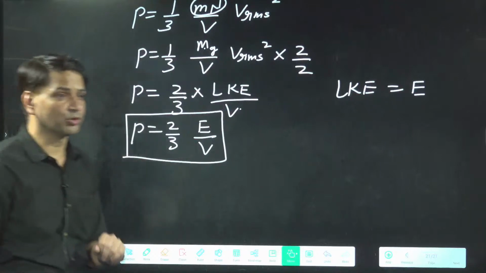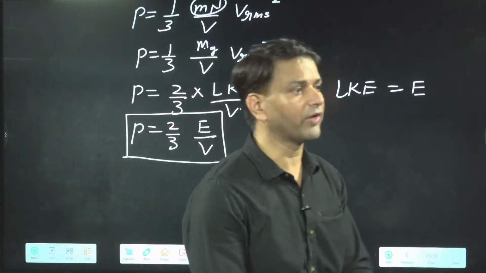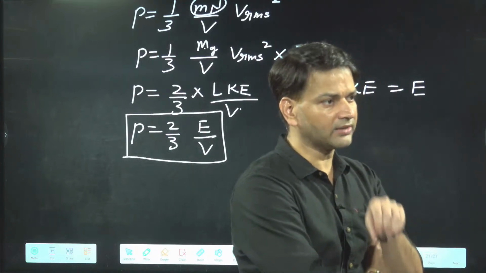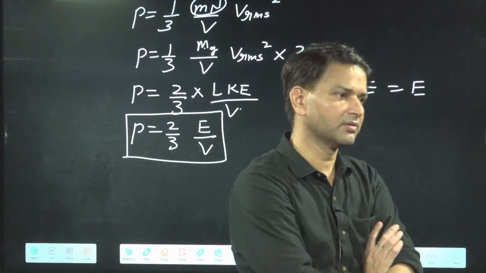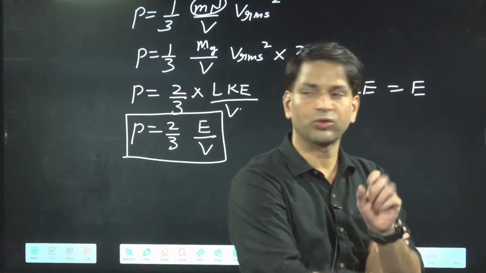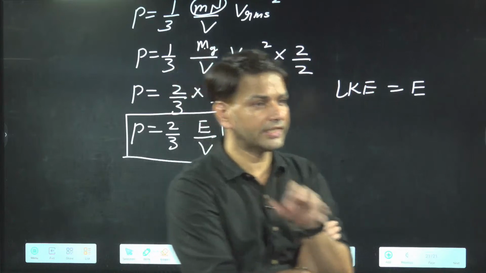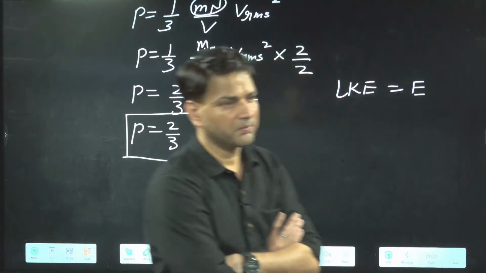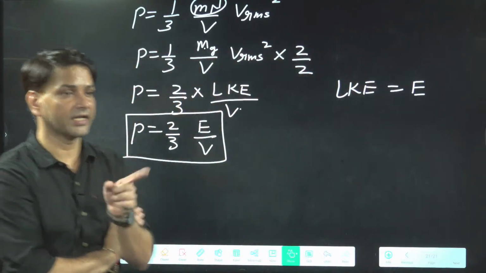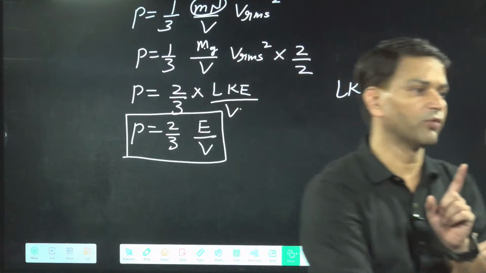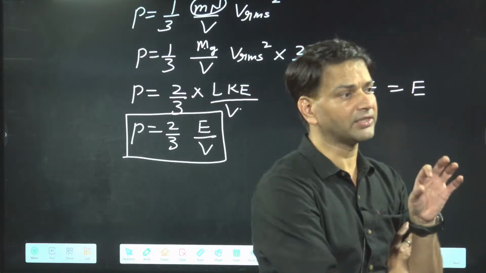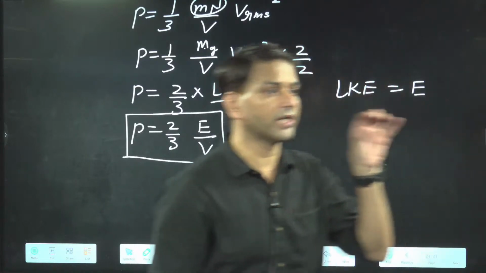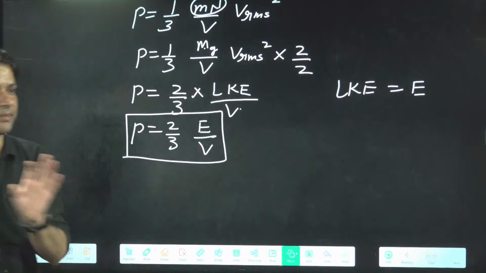Another way, maybe they are saying, pressure of a gas P is equal to 2/3 E. What does the E represent there? Average linear kinetic energy per unit volume. Because if I'm using P is equal to 2/3 E, in the place of E by V I'm writing E. It means that E is the average linear kinetic energy per unit volume.